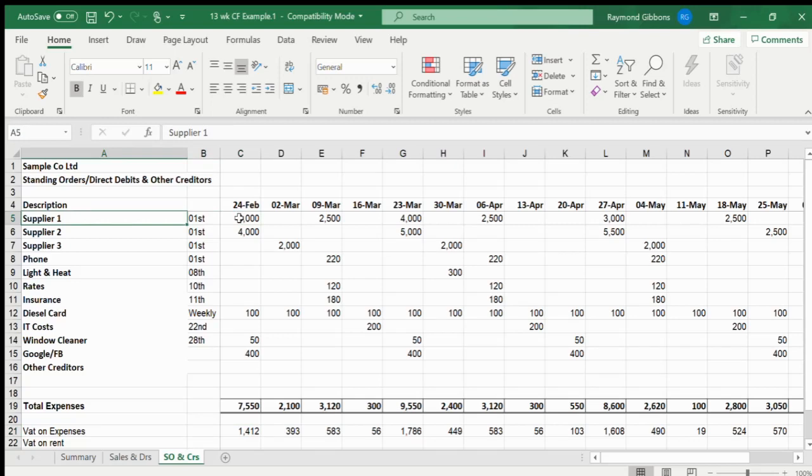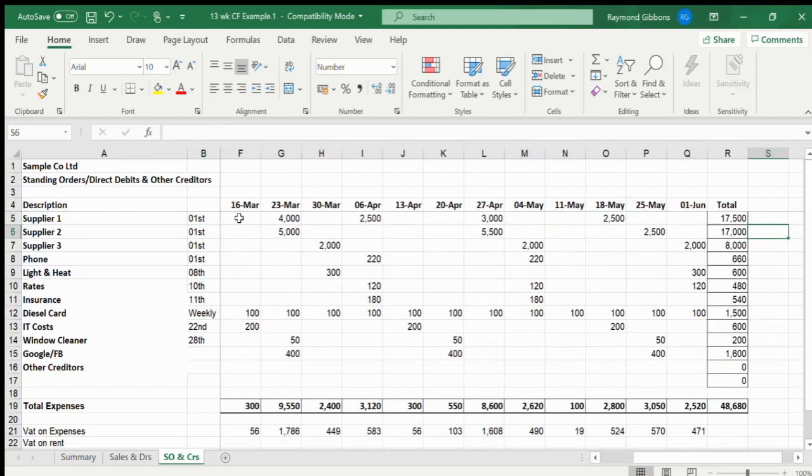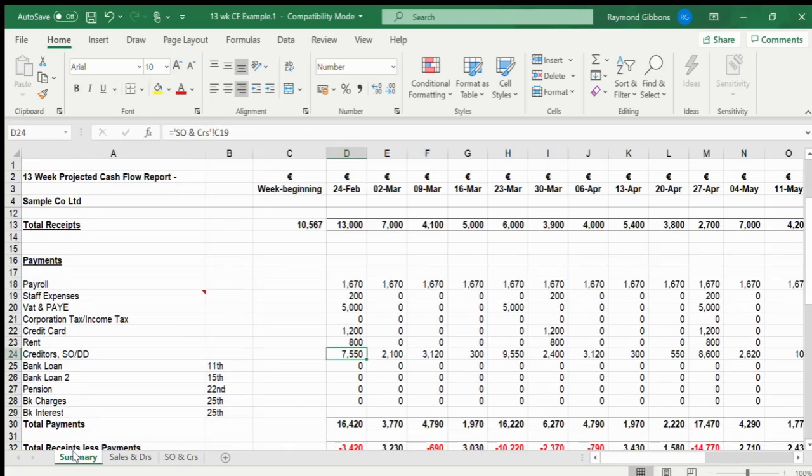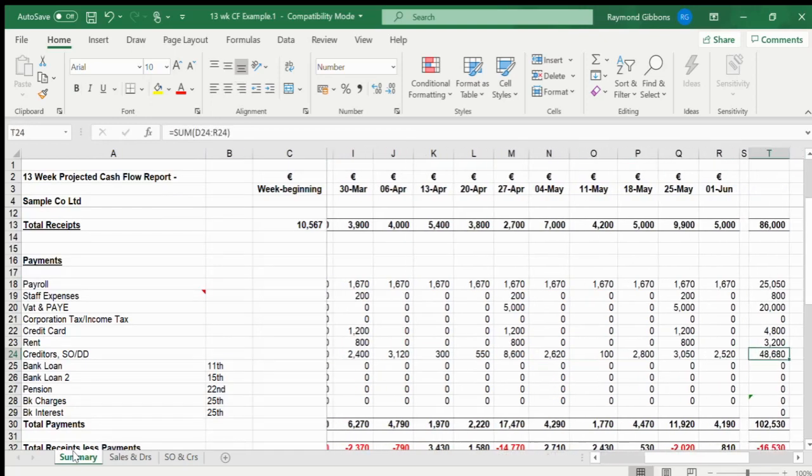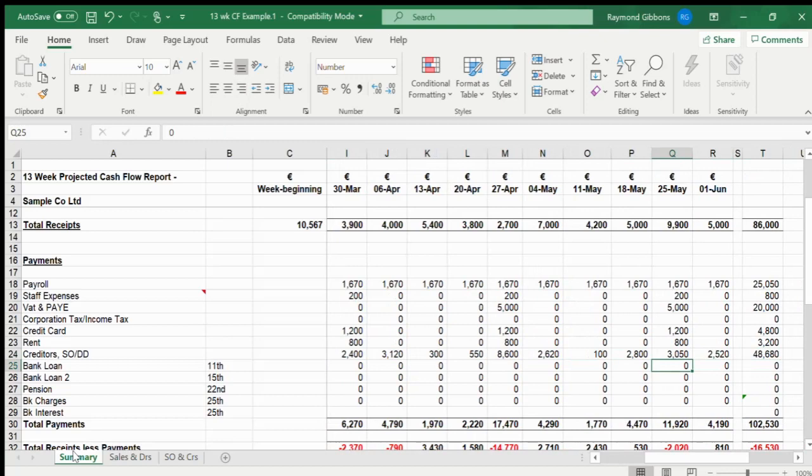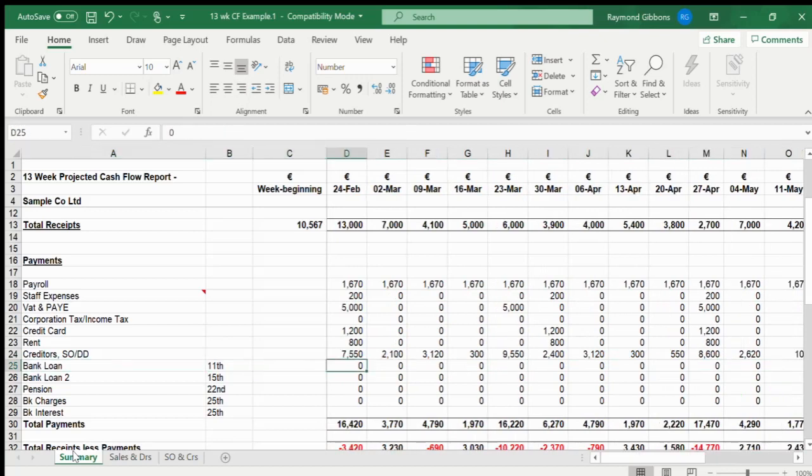So I've put in here what Sample Company expect to be making by way of payments to suppliers and overheads over the next 13 weeks, and it totals €48,680. When we go back into the main summary page, you'll see that these payments are identical to what's on this page, and here they are here, €48,680.